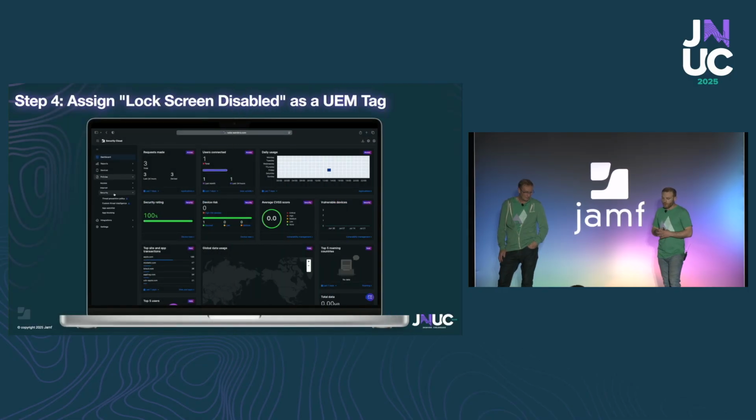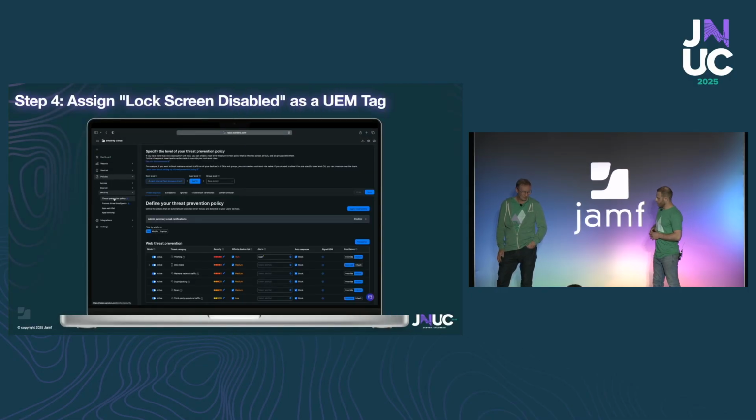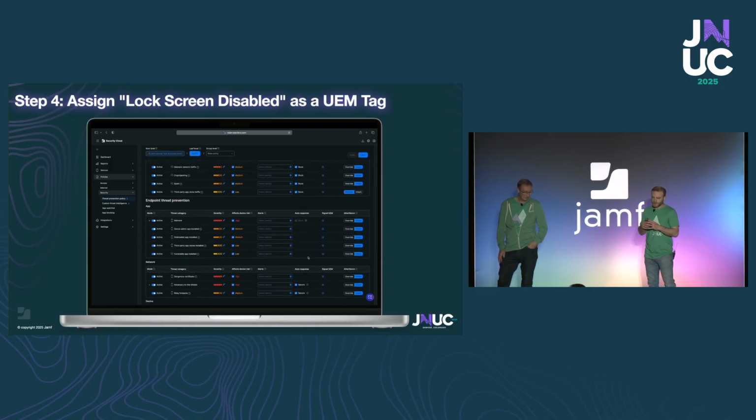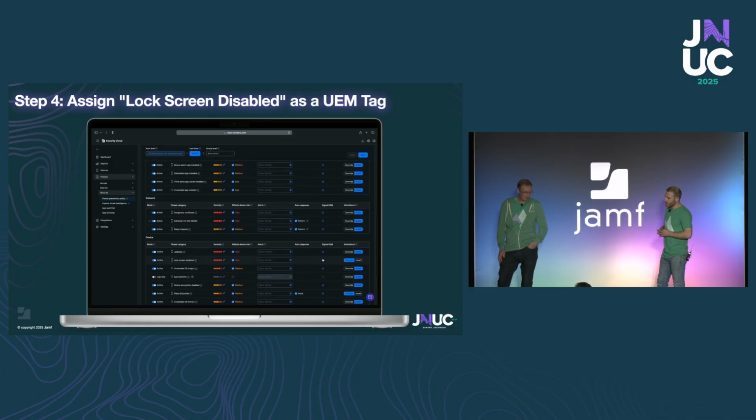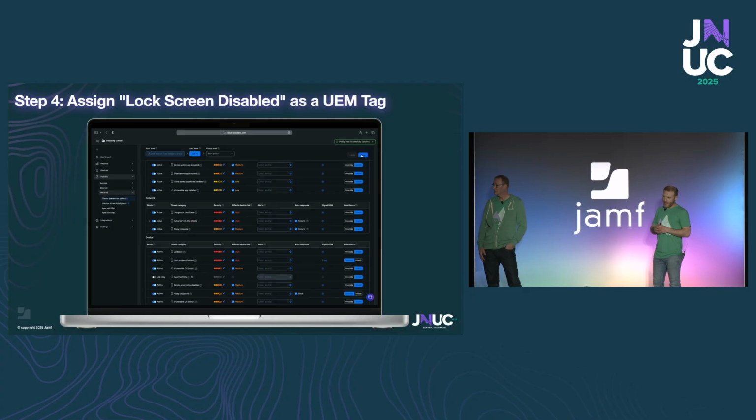Next, we're moving over to the Jamf Security Cloud portal. Here, we assign the lock screen disabled extension attribute we created in Jamf Pro to the lock screen disabled threat category as a UEM tag. Once assigned, the Security Cloud can relay the true value to Jamf Pro when a device is detected to have its lock screen disabled, prompting the device to be placed in the Devices with Lock Screen Disabled smart group and initiating the rest of our workflow.